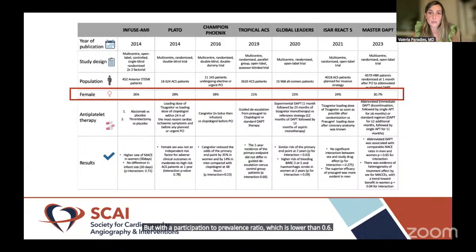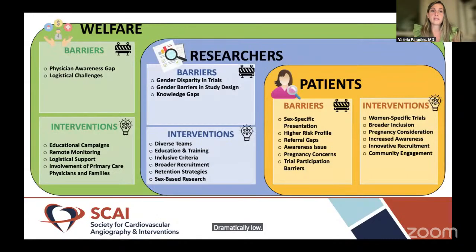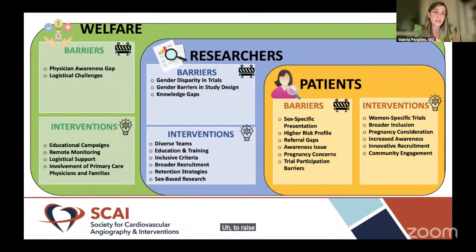These are the trials which reported extensive sex-specific analysis. As you see here, the representation of women in clinical trials is around 25%, so it is dramatically low. And these are the recommendations in order to raise awareness about the barriers and propose possible interventions to overcome these important limits. The barriers start with awareness, in order to raise awareness around the need to have more women participating in the trials.